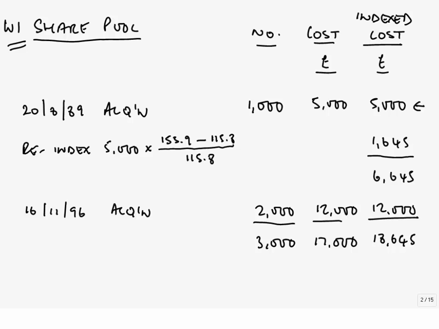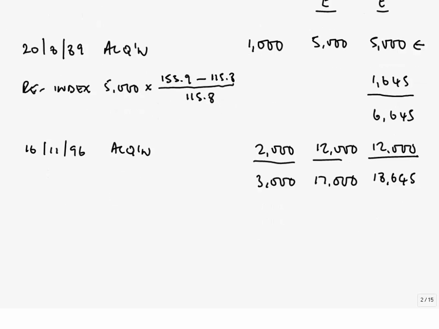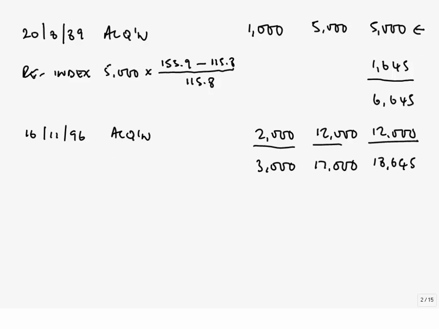date, through to the date of this so-called operative event, being either a purchase of shares, which this is, or indeed when we get to it next, the disposal of shares from this share pool. So there we go, November 96, the share pool is up to date. There are 3,000 shares within it, having cost £17,000, with an index cost at that date of £18,645. Through to the next operative event.